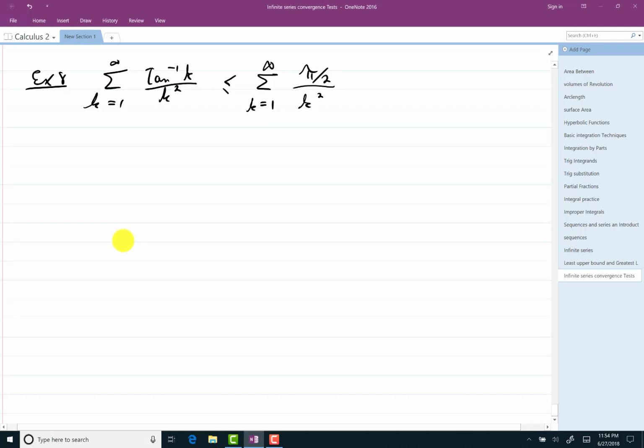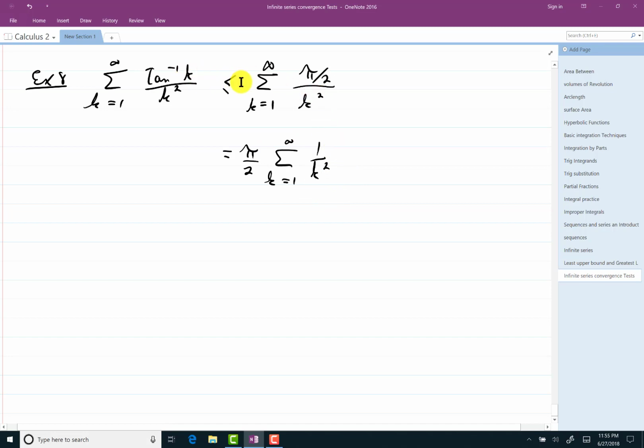I'll pull the pi over 2 out front. And clearly, you could do that now that you know that the series converges. So this pi over 2. And look, that also works if the series is all positive terms, even if it doesn't converge. We're not going to be concerned with that, though. Anyways, this series here is known to converge.